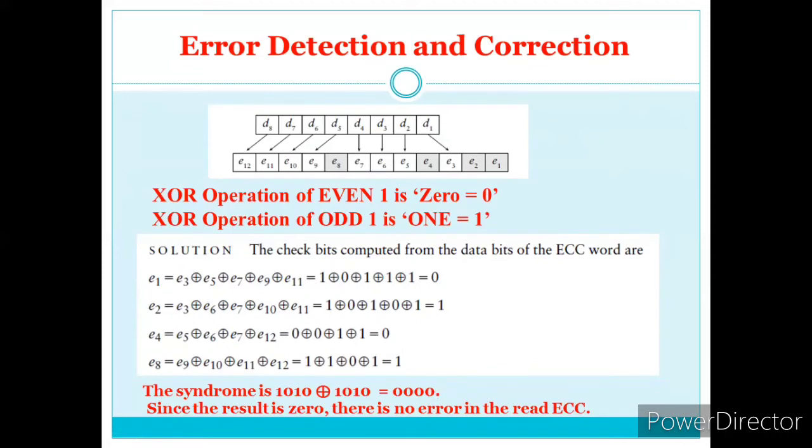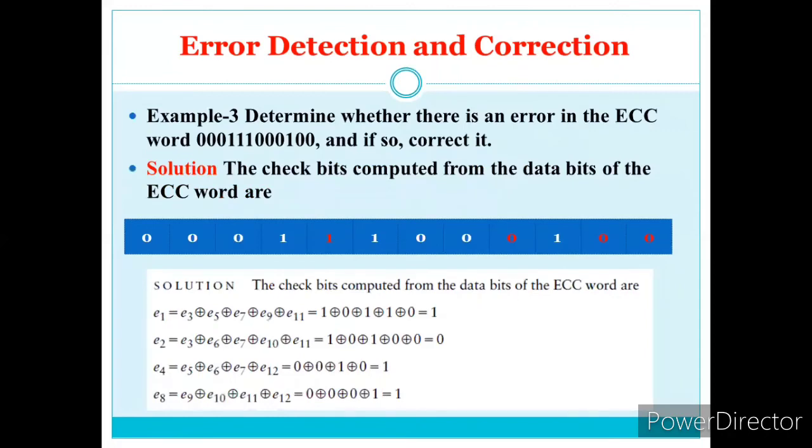Now, similarly, let's go for the third problem. Now we have not seen the error in the previous problem. Now let us add the error and we'll just check it out. So the problem is 000, 111, 000, 100. So this is the given question. For this, we have to just check whether there's an error in this or not. So we have to follow the same method. So E1, we have to XOR with 3, 5, 7, 9, 11. So we get 3 ones. So the result is 1.